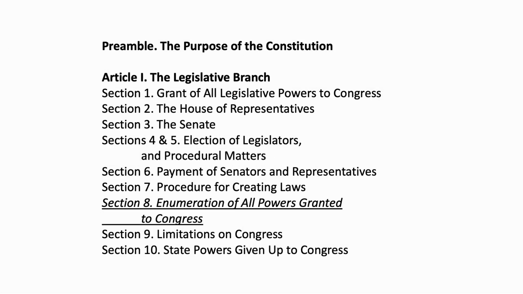So now let's quickly go over the structure of the Constitution. You don't have to memorize this, but I want you to understand it. There are a number of articles. Article 1 is long and detailed, and it is the article that describes the legislative branch, or the legislative power.